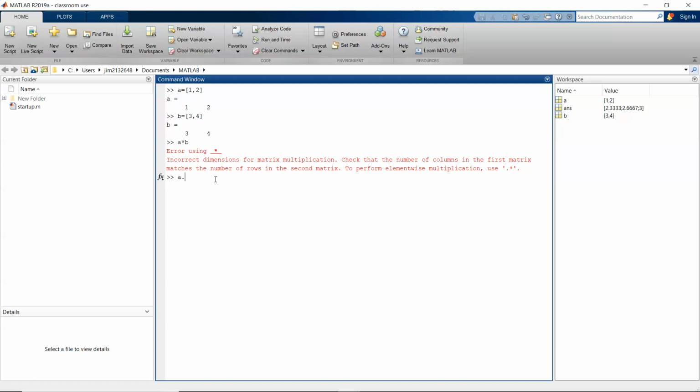Now, let's do the scalar, the element-wise multiplication, A times B. This just takes 1 times 3, and the answer is 3. 2 times 4, answer is 8. That's all. It's element-wise, element by each individual element.